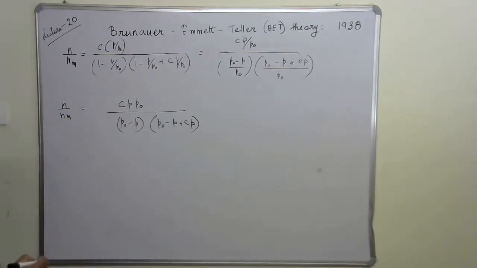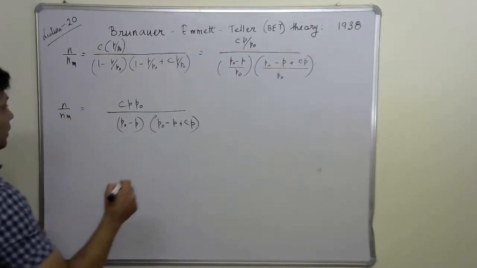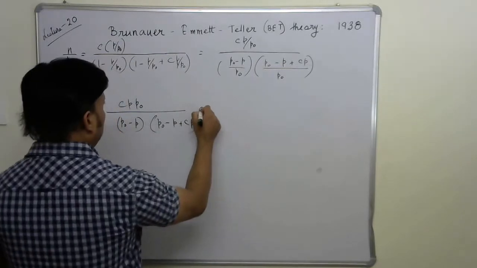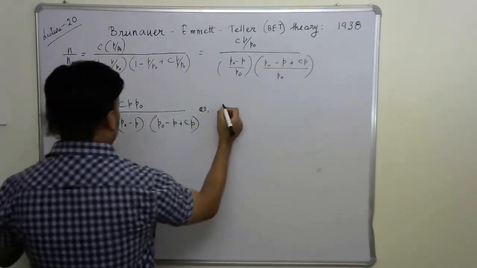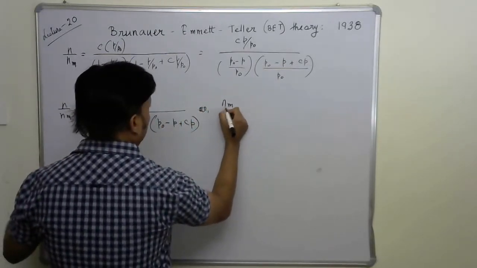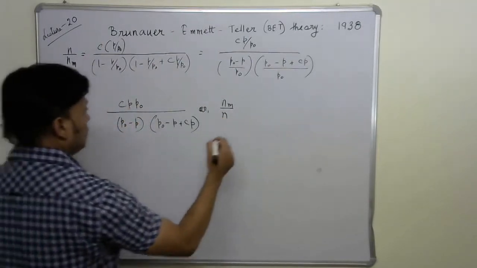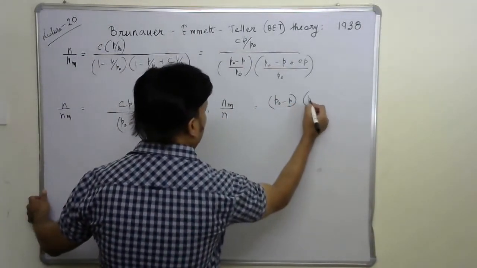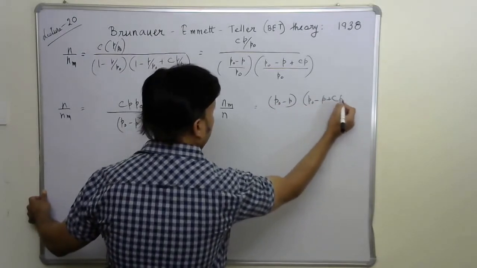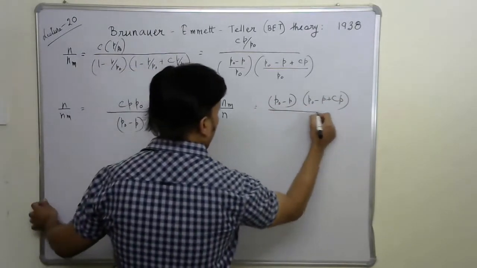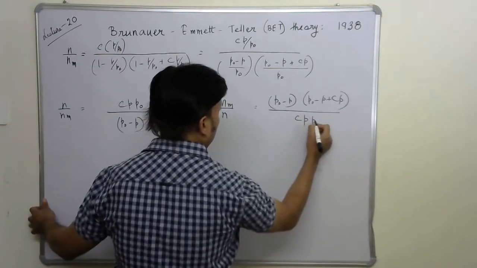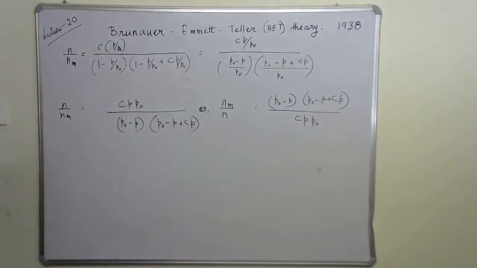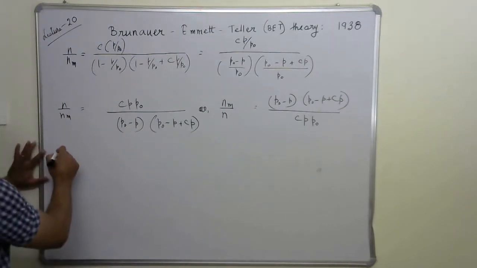All right. So now what we can do further is we take the inverse of it, that is Nm over N is equal to P0 minus P multiplied by P0 minus P plus Cp divided by Cp P0. All right, very good.